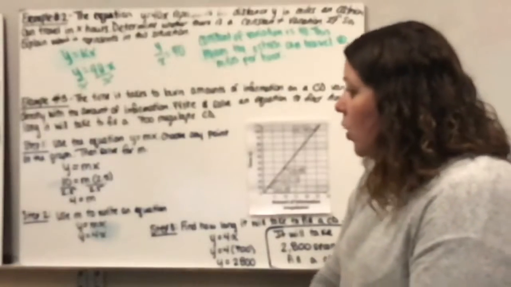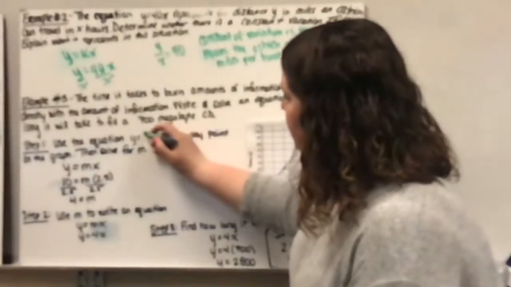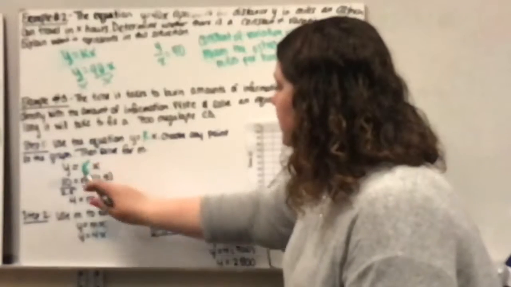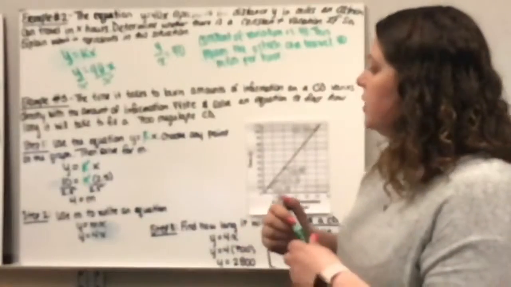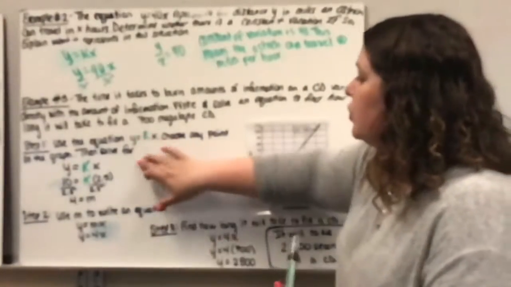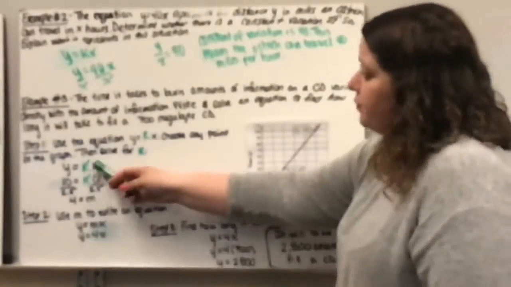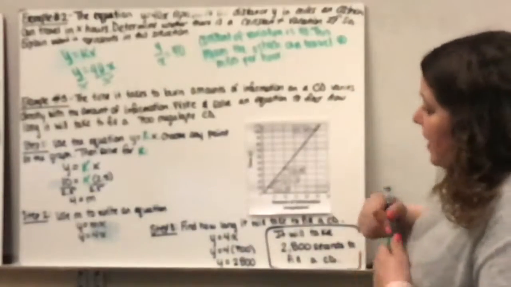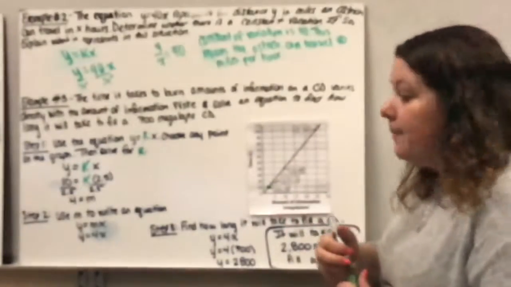So step 1, we're going to use the equation y is equal to k, so y is equal to kx. We're going to choose any point on the graph, and then we're going to solve for that k. So again, y is equal to kx. I pick any point on here. I'm going to just pick this lowest point right here. So right there, 2.5 comma 10.